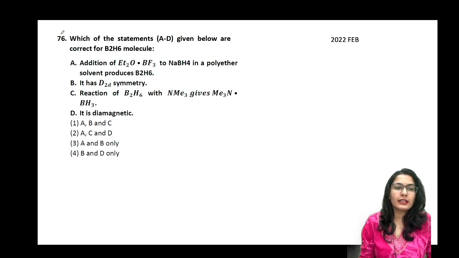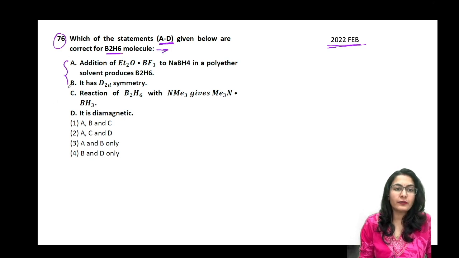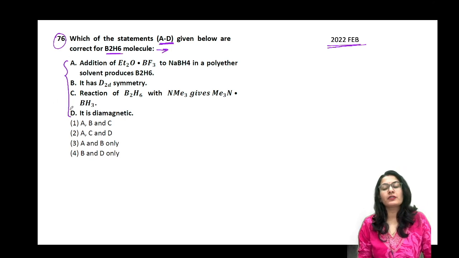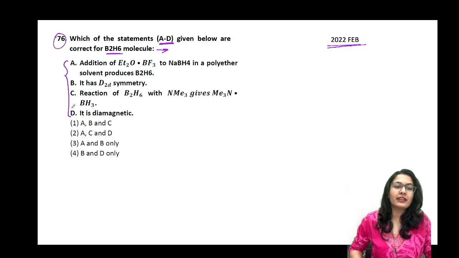First of all, this question is taken from 2020-22 February examination. So which of the statements from A to D, there are four statements given below, are correct for B2H6 molecule? Alright, so read out the four statements. Out of this, which one is going to be correct? Okay, you have to do this by yourself, then I'm going to discuss the answer.